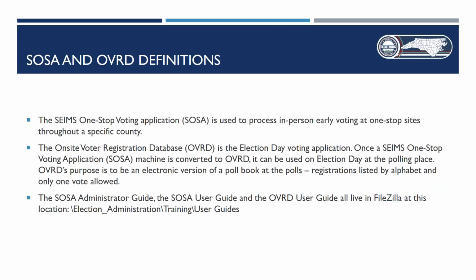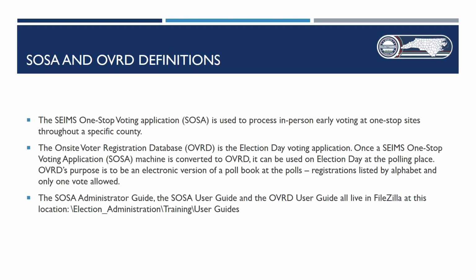All right, and you guys saw this slide last week when we talked about SOSA, but I just wanted to reference it again. The OVRD is the on-site voter registration database. It's used on election day only, and OVRD is a conversion of SOSA. So if you're going to use OVRD, you always have to install SOSA first, and then you will convert it to OVRD. Some folks are lucky enough to have dedicated SOSA and OVRD machines.